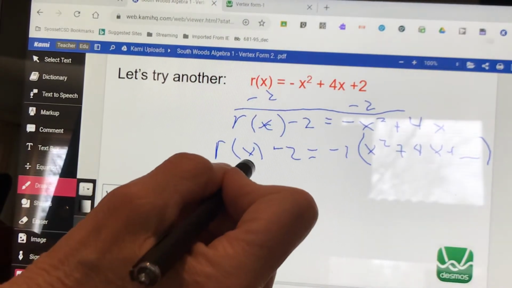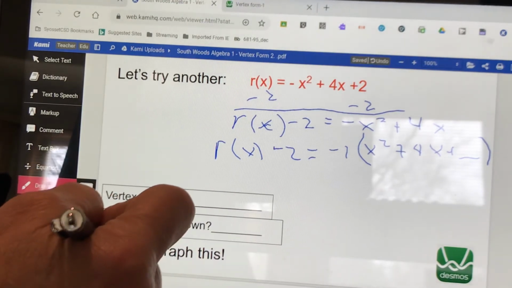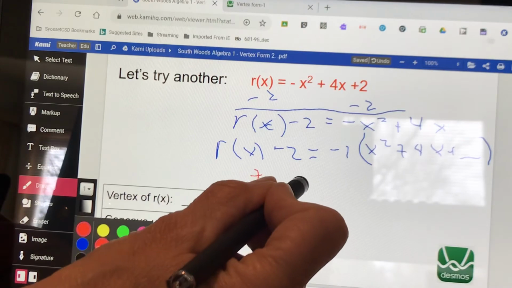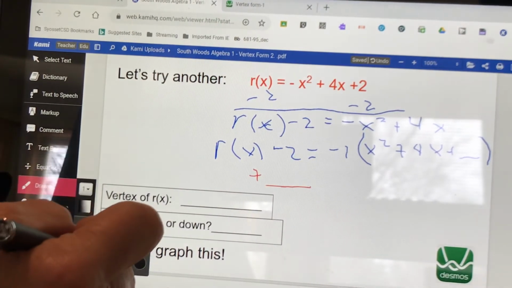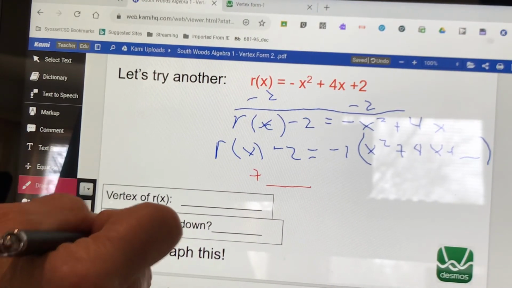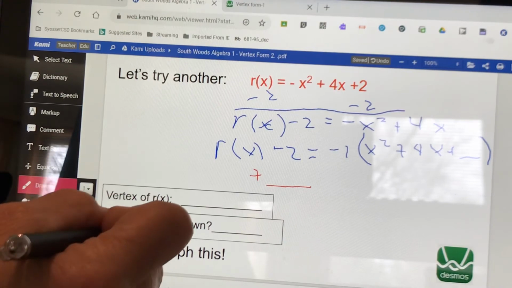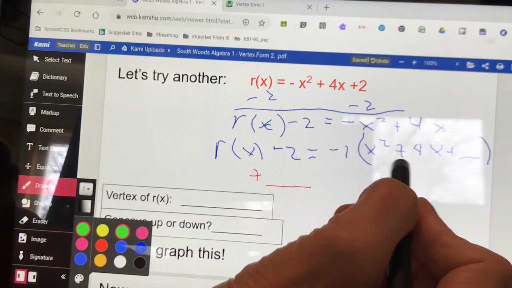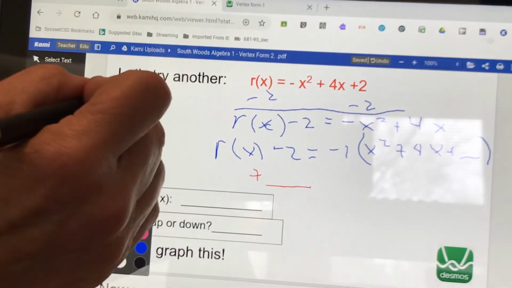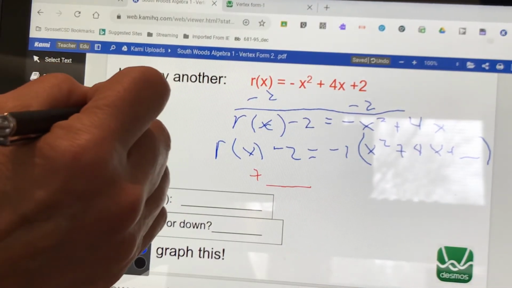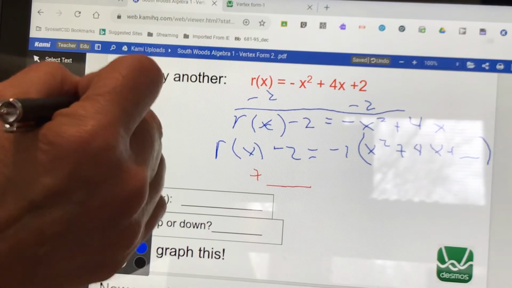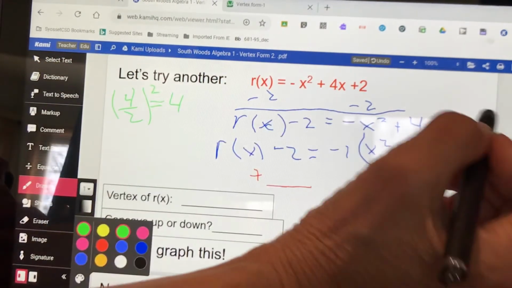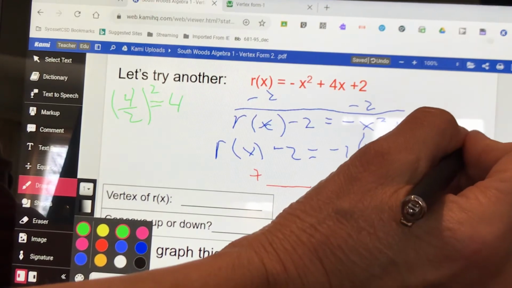We're also going to add a blank, I'll put it in a different color, on the other side of the equal sign, but it will not be the same number. The number that we're going to add inside the parentheses, make it green, is half of 4 squared. Half of 4 is 2. 2 squared is 4. So coincidentally, we're going to add 4 inside the parentheses.